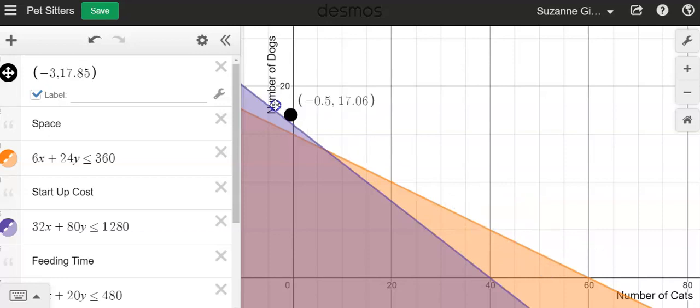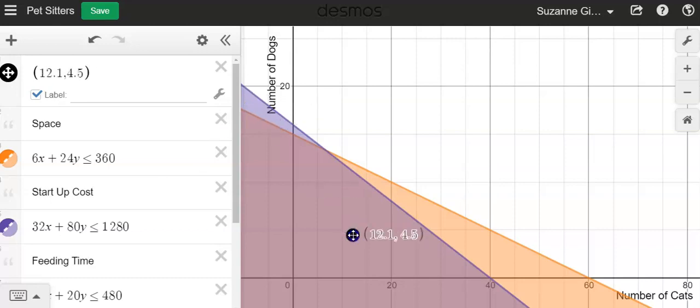So all of the points in this region only meet the requirements for the space, but not the startup cost. In this region over here, you can see that it's shaded in this purplish bluish, but not shaded with the orange part. So this would be a place where it meets the requirements for the startup cost, but it's not meeting the requirements for the amount of space. It doesn't really make sense because it's negative, but if we could have negative 8 cats and 18 dogs, then there would be enough money, but not enough space. But again, we can't have negative cats here.